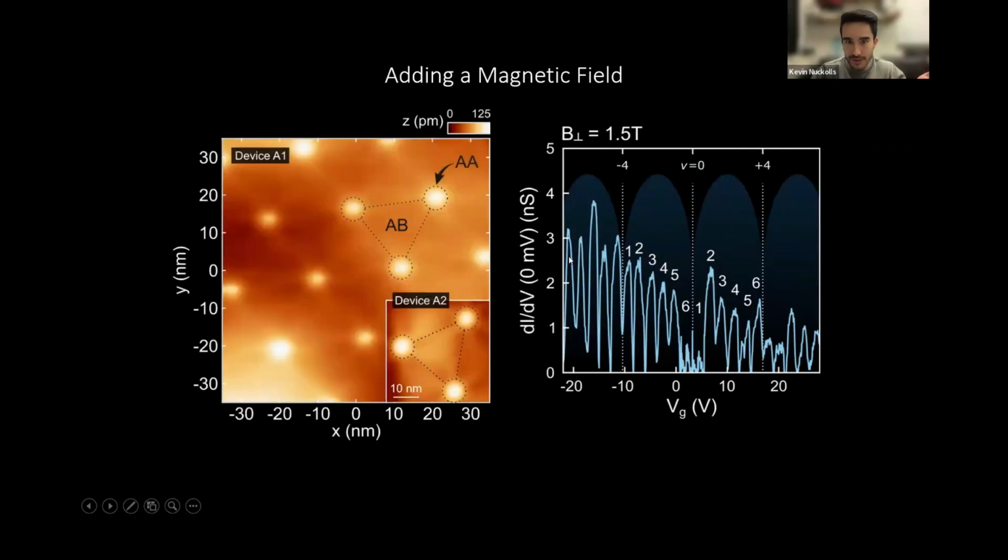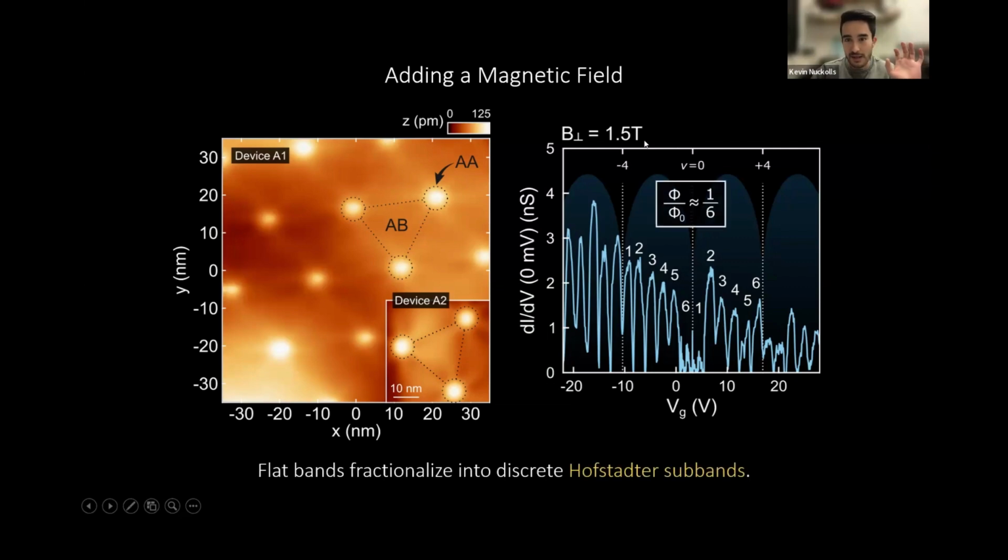But we were able to unravel this mystery very quickly by just looking at our samples topographically. So by looking at the sample regions of interest, we can measure the unit cell area, and I can divide the magnetic field by this unit cell area to get that at this magnetic field, we're very, very close to one flux per six lattice unit cells, immediately suggesting that what we're seeing is that flat bands near the second magic angle are fractionalizing into discrete Hofstadter subbands.